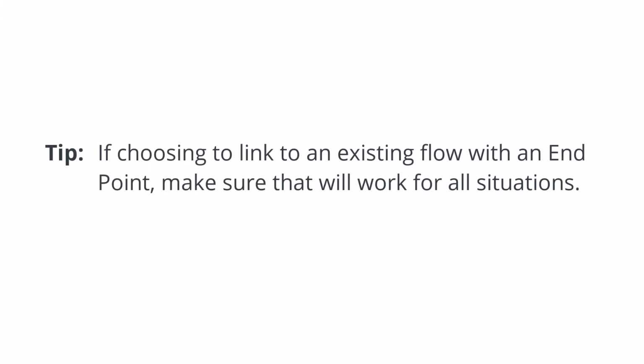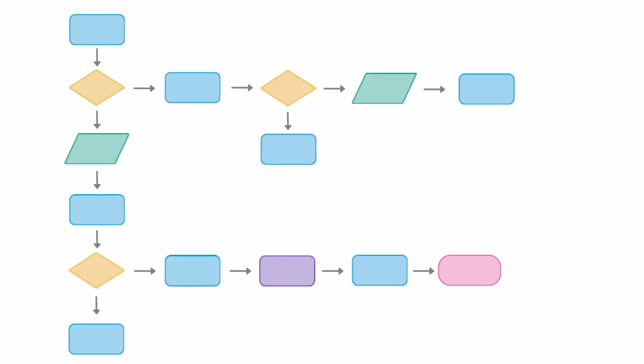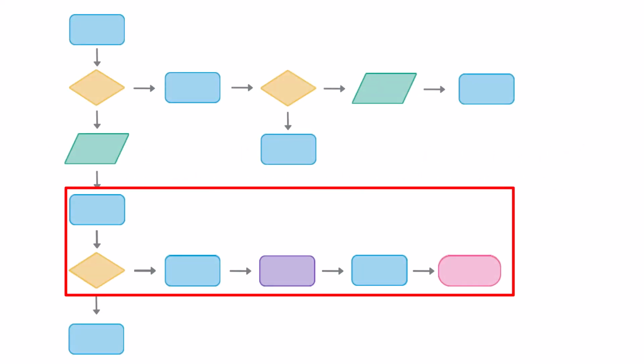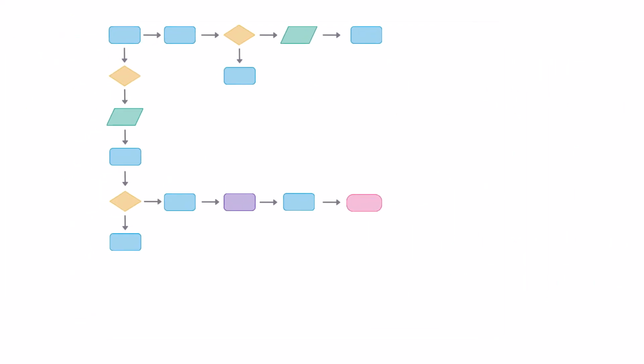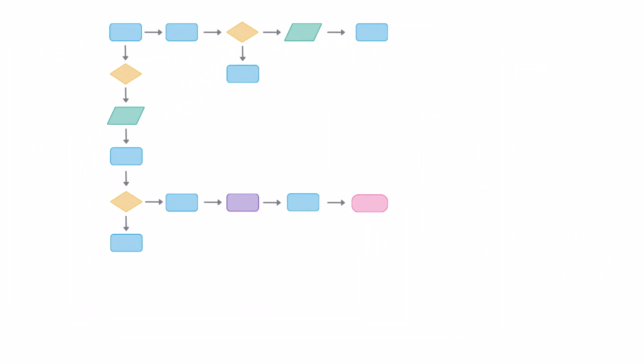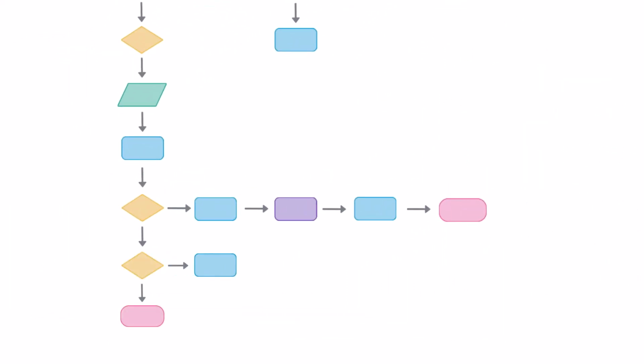Another tip when choosing an existing subflow to link to in a new flow is to make sure that if the subflow contains an endpoint, that will work for all situations. If not, you may need to simply copy many of the steps from the subflow into your new flow, or make adjustments to that subflow so that it does work for all situations. This could be as easy as adding an additional decision diamond in the subflow, asking the viewer what process they're doing, which could have two possible outcomes, one being the endpoint, and the second instructing the viewer to go back and continue.